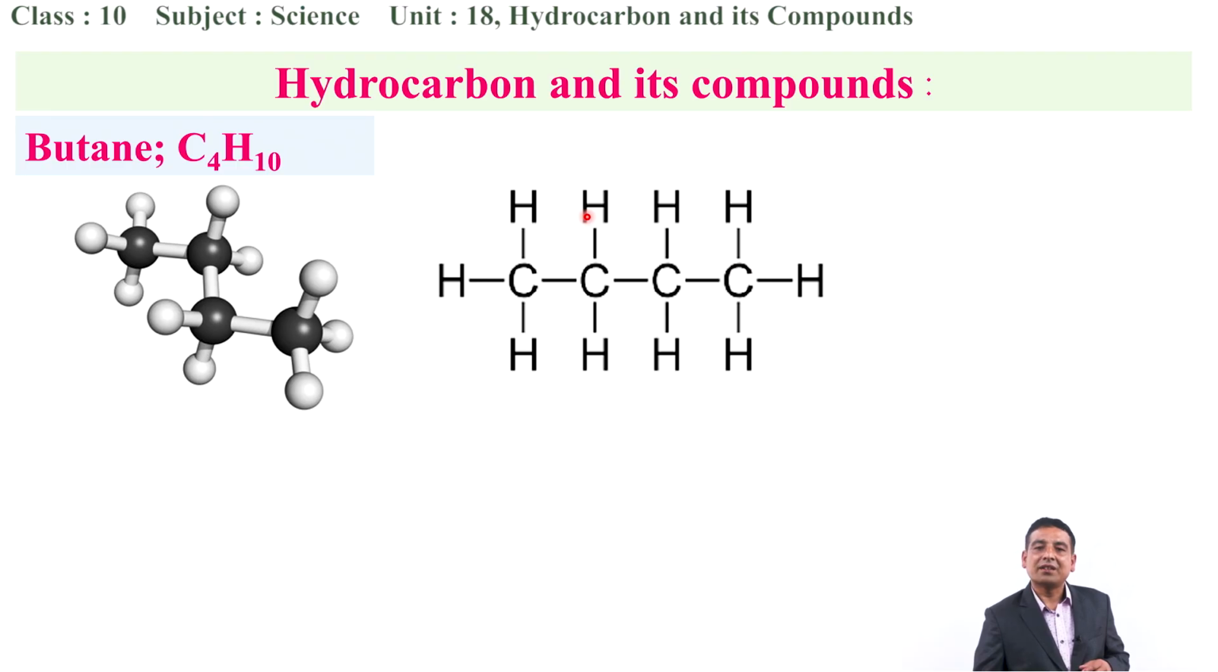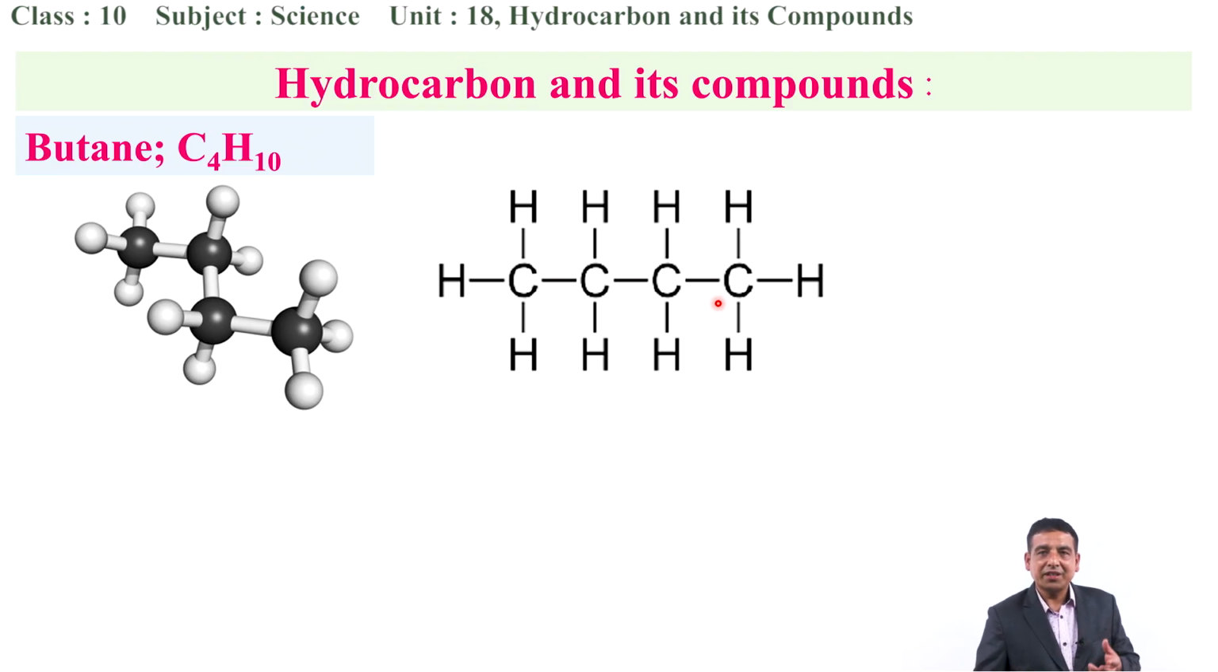This is the structure of butane. How many carbon atoms does it contain? Four. So to write the word root for four, what is the word root? But. Then what does ANE represent? Single bond between each carbon atom. Single bond, single bond, single bond.